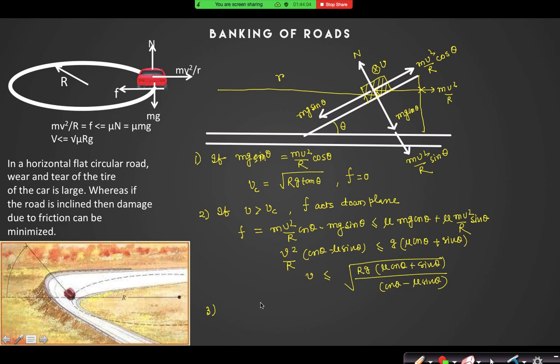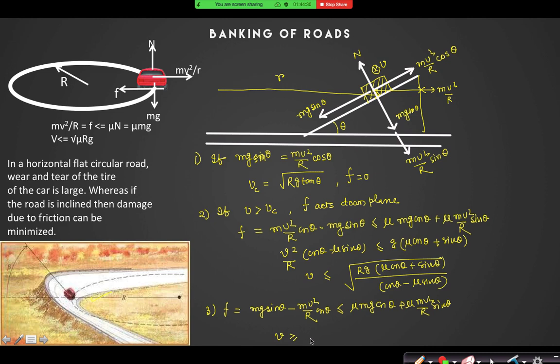In that case, friction will be upward, right? So the friction force will be mg sin theta minus mv square by r cos theta, right? And that should be less than or equal to mu into N, mu mg cos theta plus mu mv square by r sin theta. So from there you will find the minimum value of v.